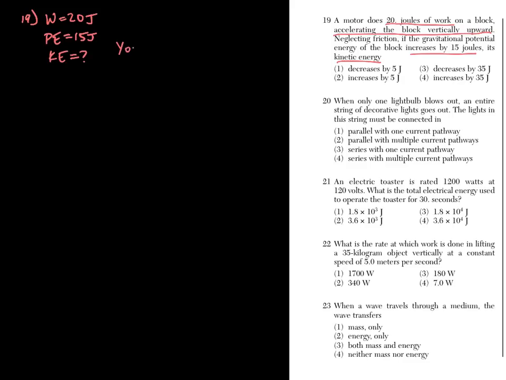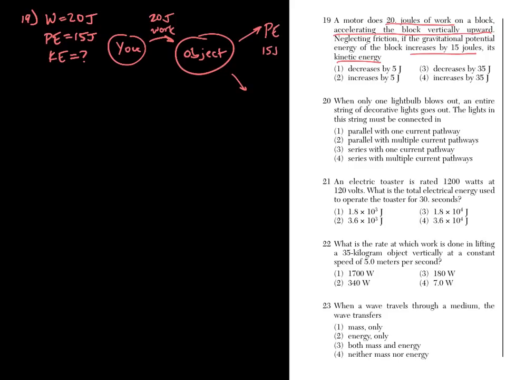So when you do work on an object, okay, so you do a work of 20 joules. That energy is going to change into different forms. So we know that it becomes potential energy of 15 joules. So we're figuring out what happens to kinetic energy. How many joules of that? So work is your total amount of energy you're putting into this object and it becomes different forms.